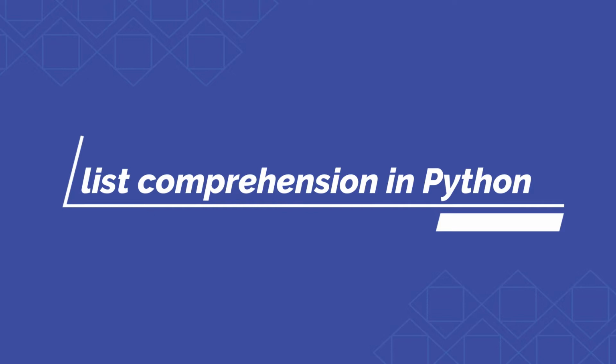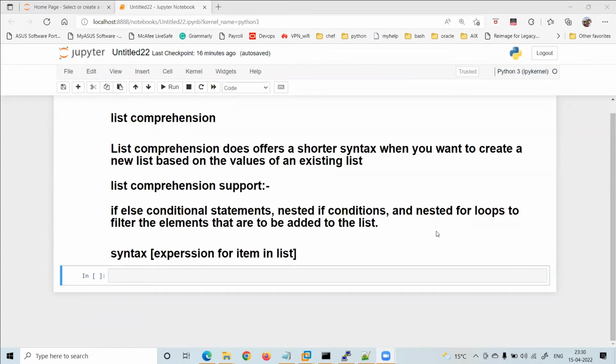In this video, you will learn about list comprehension. So what is a list comprehension? Let's understand it first. List comprehension offers the shortest way to create a new list based on the values of an existing list. It also supports if-else conditions, nested if conditions, and nested for loops to filter the elements that are to be added to the list. This is the syntax: square brackets, expression, for item in list.